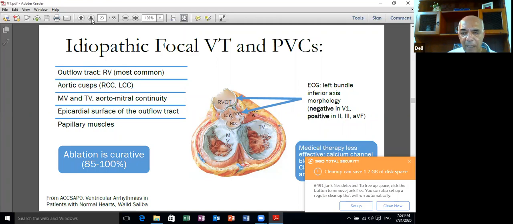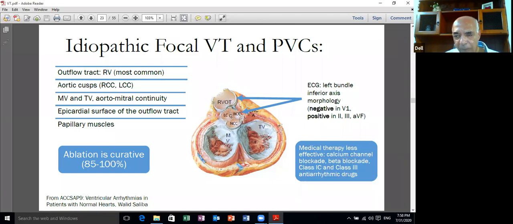As a matter of fact, any antiarrhythmic drug is very capable of blocking this kind of tachycardia. So it's not only a benign tachycardia, but it also is very responsive to antiarrhythmic drugs. We rarely resort to ablation, although ablation is over 95% successful. The origin of this idiopathic focal tachycardia is the outflow tract of the right ventricle, less commonly the outflow tract or the aortic cusps on the left side of the heart.